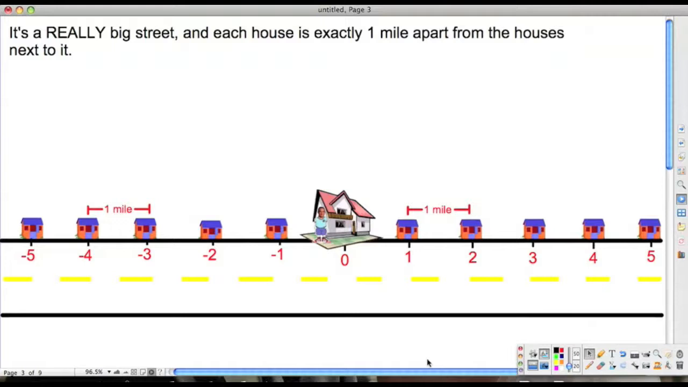The street that we live on is a really big street. Each house is exactly 1 mile apart from the houses next to it, and I only labeled 2 of those. You can see that's a mile apart, and over here that's a mile apart, but it's the same everywhere else. These 2 are a mile apart, these 2 are a mile apart, and even my house and this house are a mile apart. Everything's a mile apart.